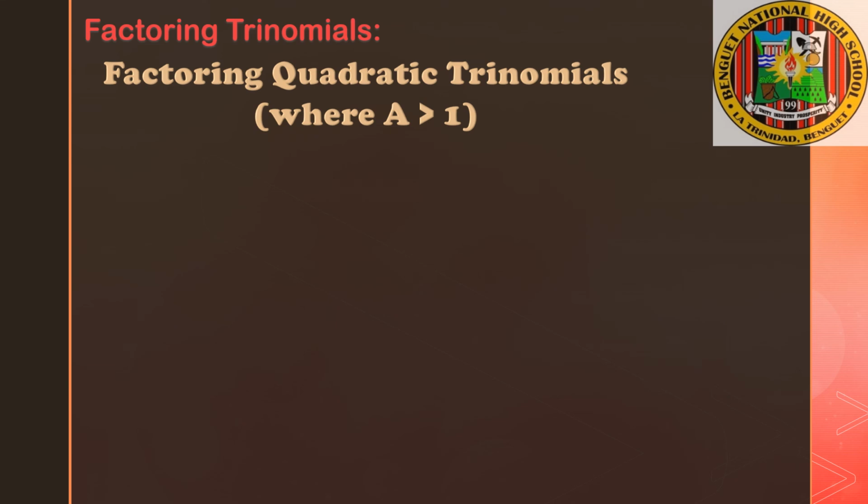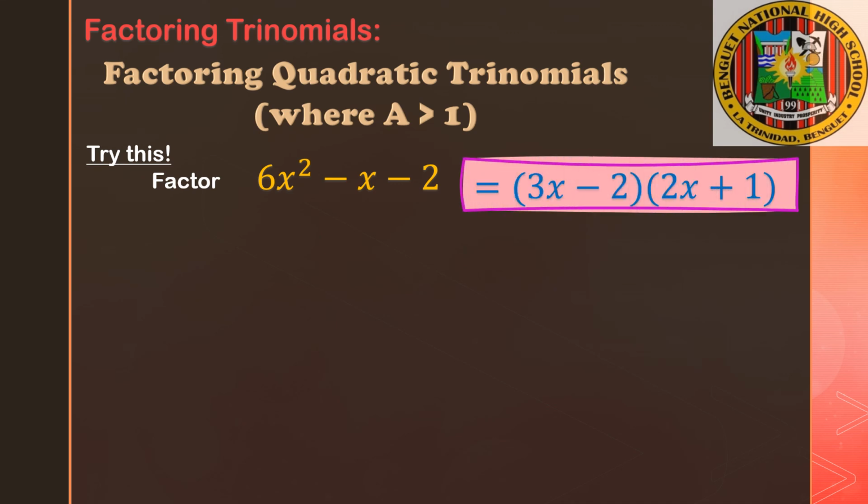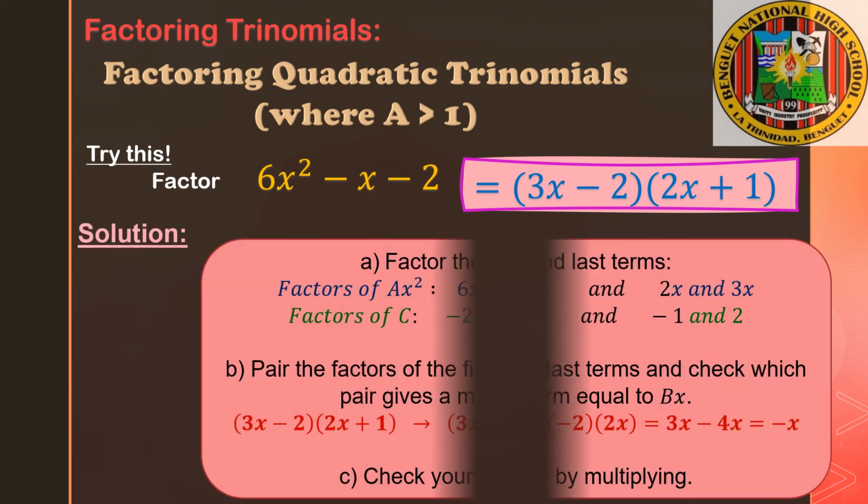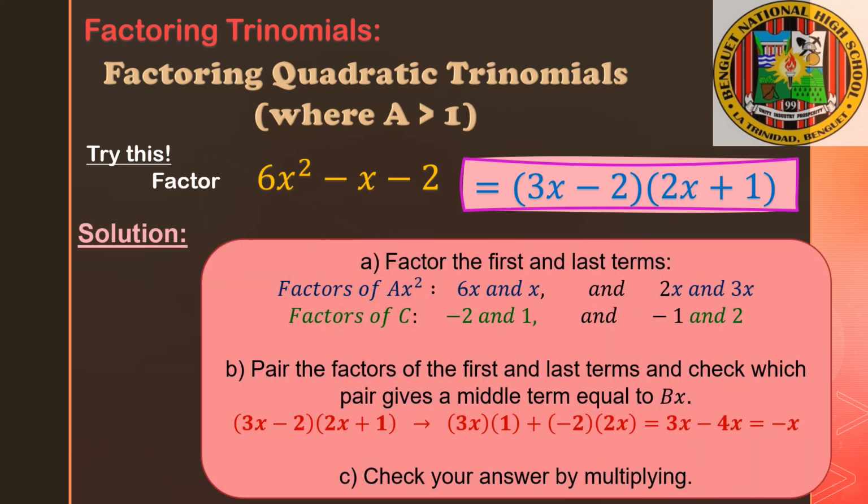Before we end this lesson, we practice what we have learned. Factor out the trinomial 6x squared minus x minus 2. Pause this video while you solve for the answer. Done? Did you get the factors, the quantity 3x minus 2 and 2x plus 1? Good job for getting the correct answer. Don't worry if you didn't, check the solution to see where you went wrong.